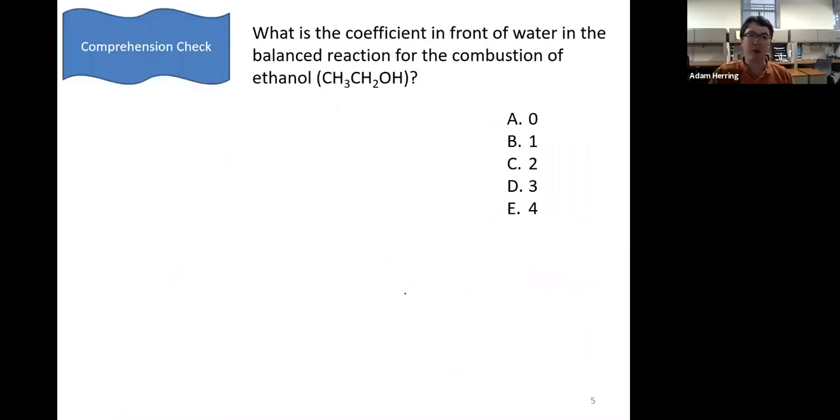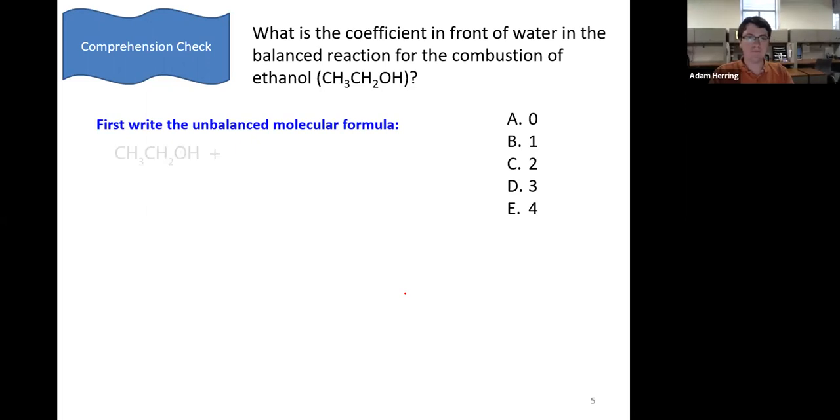Let's do a practice problem here. Let's identify the coefficient in front of water in the balanced reaction for the combustion of ethanol. How do we do this? Well, when we're talking about a combustion reaction, we know that we're taking our hydrocarbon and we're reacting it with oxygen to produce carbon dioxide and water. So let's start by writing out a general chemical equation. So we have our ethanol reacting with oxygen to produce carbon dioxide and water.